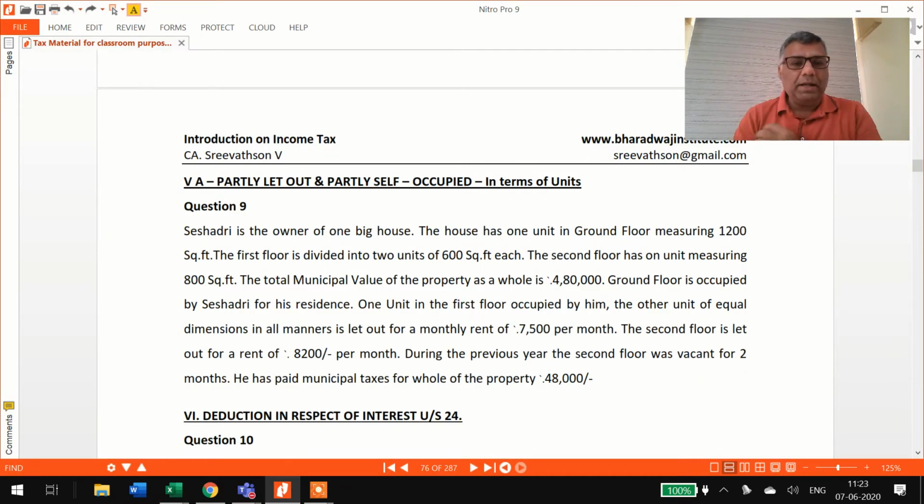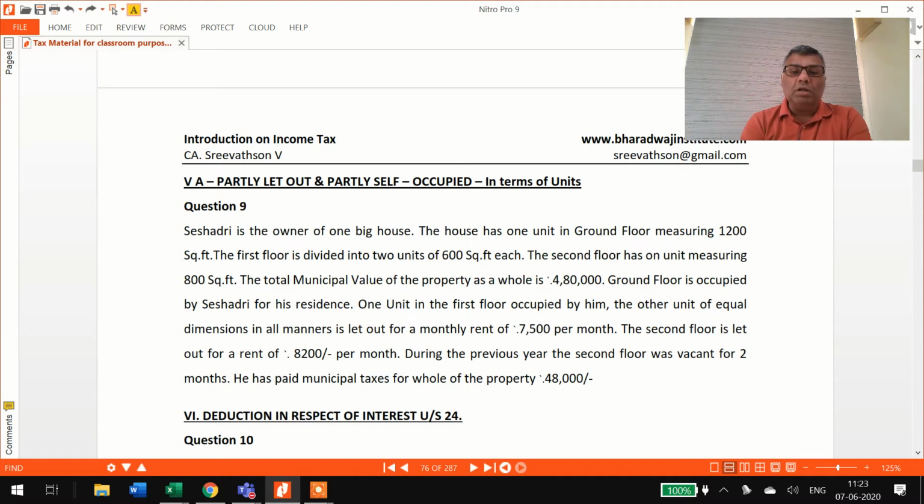Question number 9. Sheshadri is the owner of one big house. The house has 1 unit on the ground floor measuring 1200 square feet. The first floor is divided into 2 units, 600 square feet each. The second floor has 1 unit measuring 800 square feet.